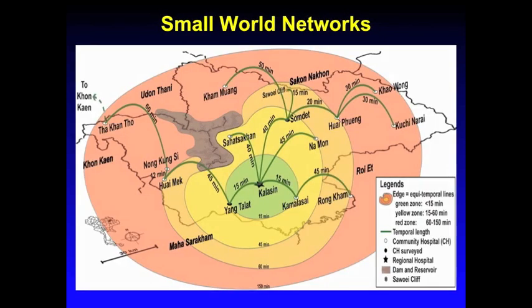Here we illustrate one such small world network in rural Thailand. Following the temporal length from the community hospital in Ta Kato to the regional hospital in Kilasan, we find it would take approximately 2.2 hours to transport a victim. It quickly becomes apparent just how important neighboring resources become in a low-resource setting.